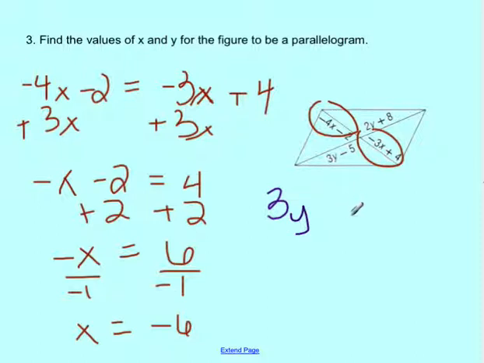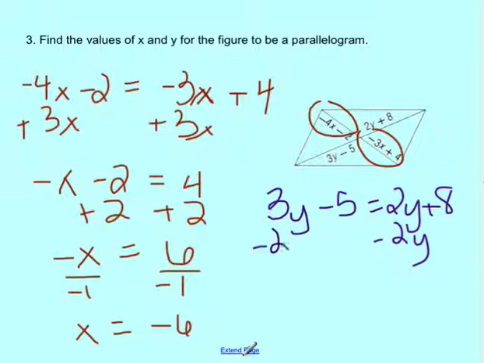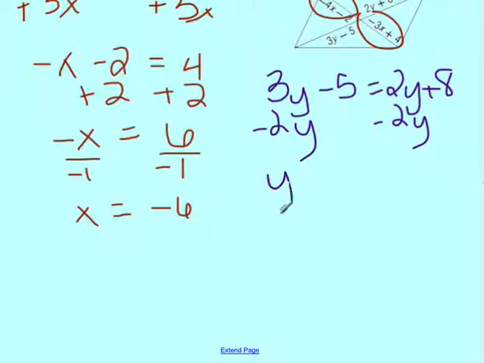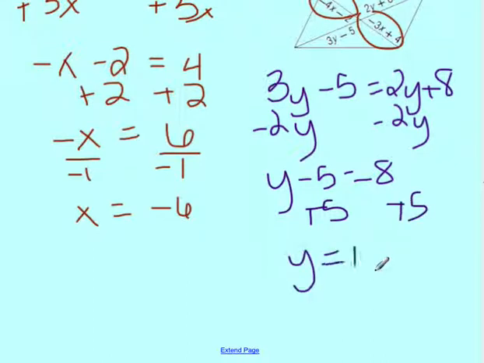3y minus 5 needs to equal 2y plus 8 because they bisect each other. So I'm going to subtract 2y from both sides, and then that gives me y minus 5 is equal to 8. Add 5 to both sides, and you get that y is equal to 13. So x is equal to negative 6, and y is equal to 13.